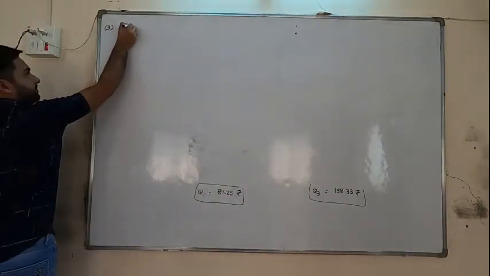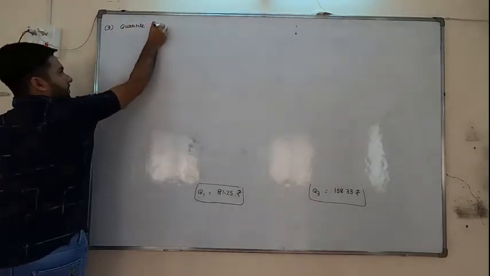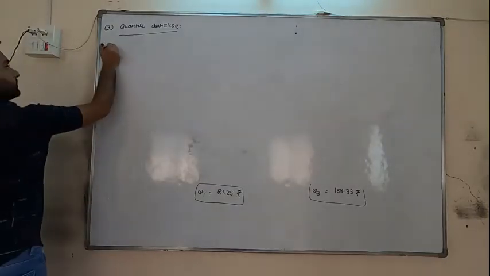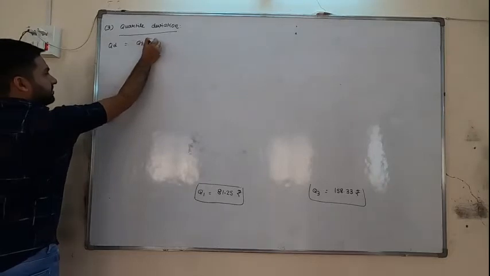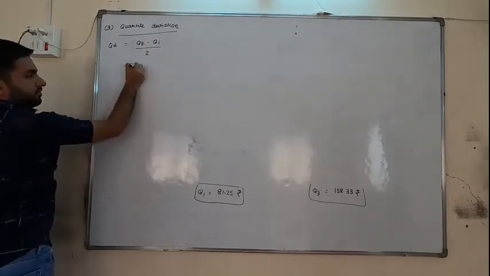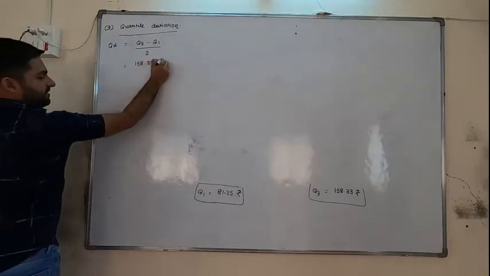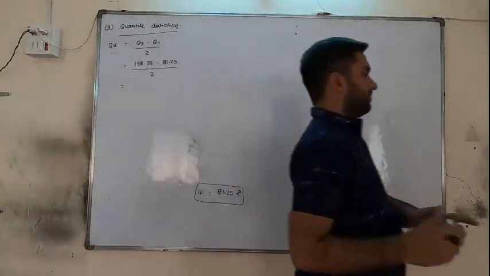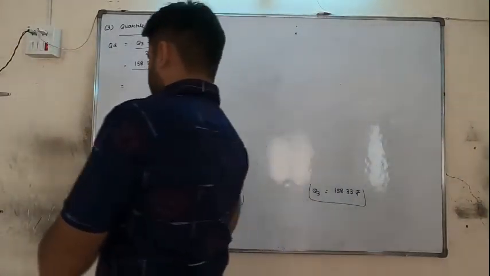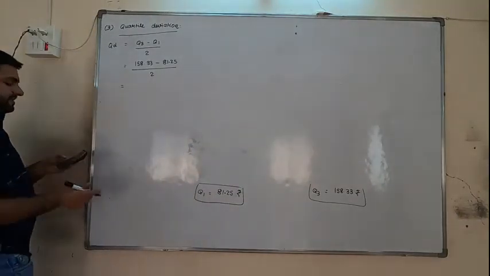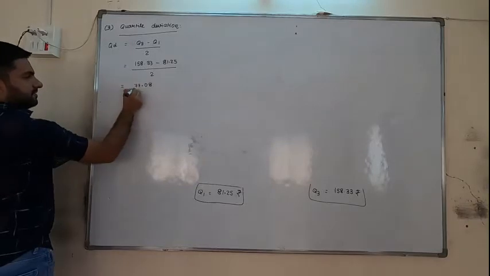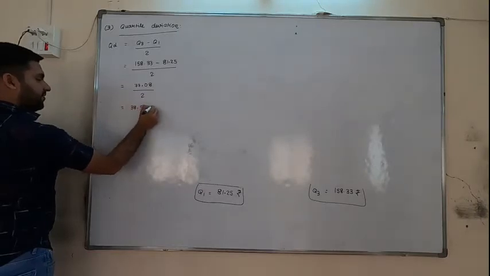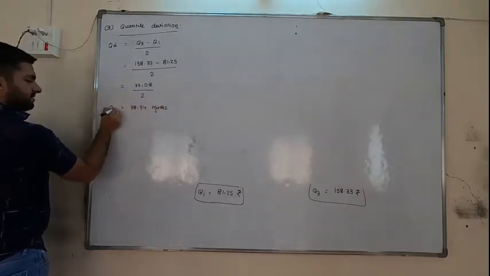Third step, quartile deviation. QD is Q3 minus Q1 upon 2. 158.33 minus 81.25 divided by 2. 158.33 minus 81.25 is 77.08, upon 2, which is 38.54 rupees.